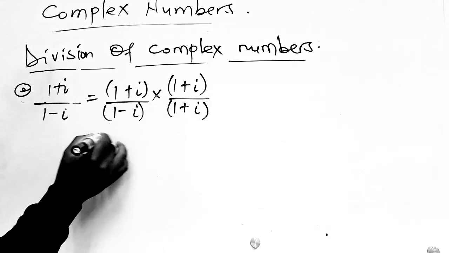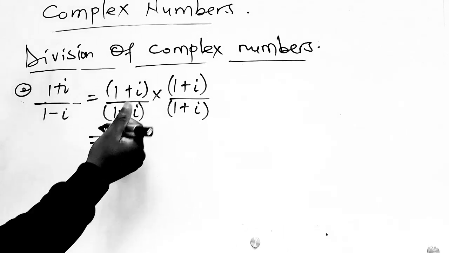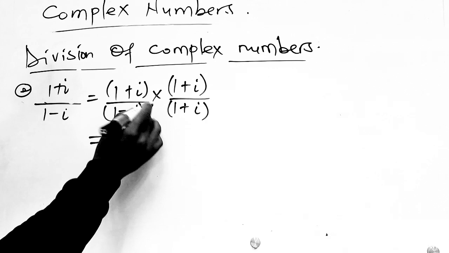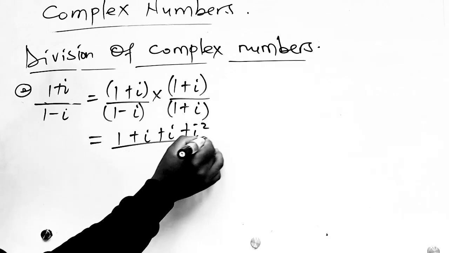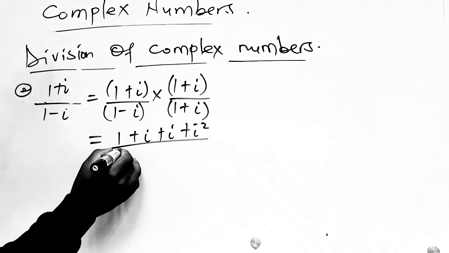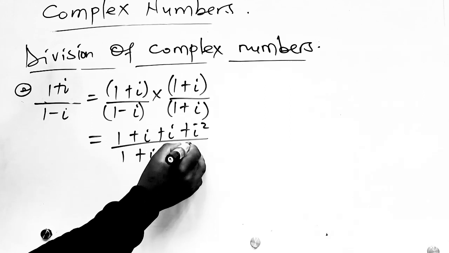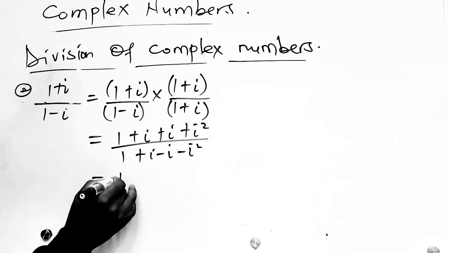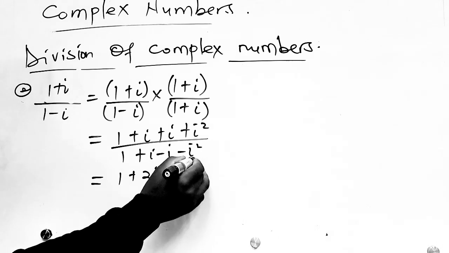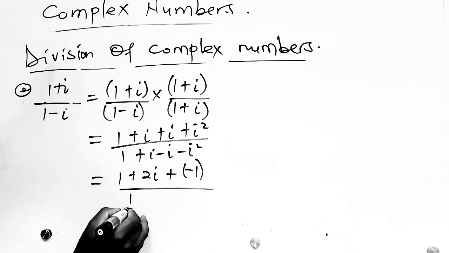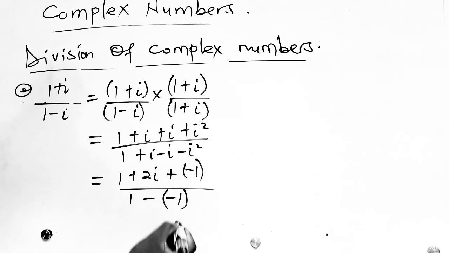So let me put these brackets. Then we can do our FOIL method to multiply this. So 1 times 1, we get 1, 1 times I plus I multiplied by 1, we get plus 2I, plus I squared. Over 1 multiplied by 1 is 1, 1 multiplied by I we get an I, minus I, minus I squared. Then we have 1 plus 2I plus I squared, which is equivalent to minus 1, over 1, I minus I is 0, and minus I squared is equal to plus 1.